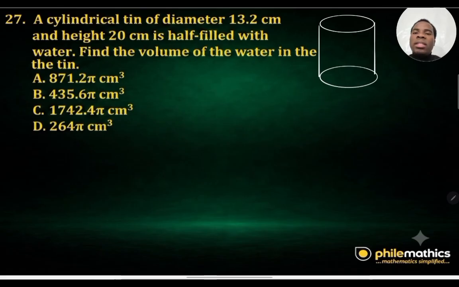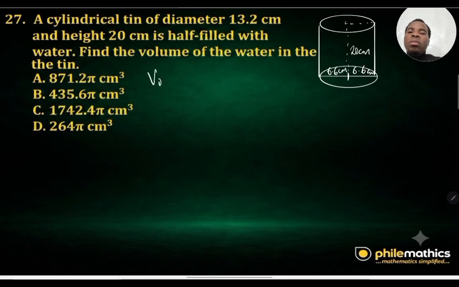So we are told that the diameter is 13.2 cm, so the radius is 13.2 cm divided by 2, which is 6.6. So that if we add, this is 13.2 cm. And the height is 20 cm.